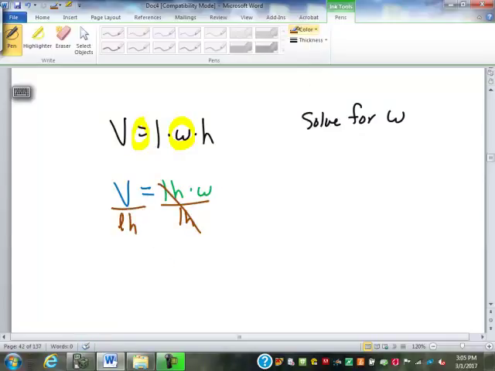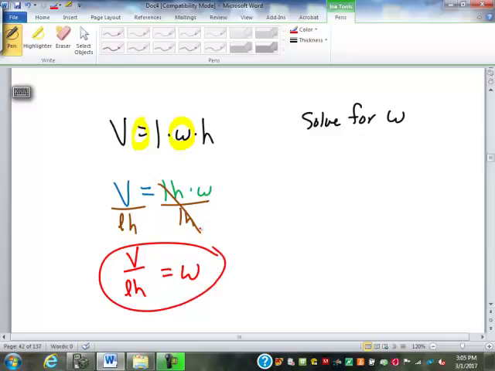So when I divide that out, on the right side, it's gone. All that's left is W. On the left side, we have V divided by LH, which is just going to stay as V over LH. Remember, you can treat the division problems and fractions can go back and forth.